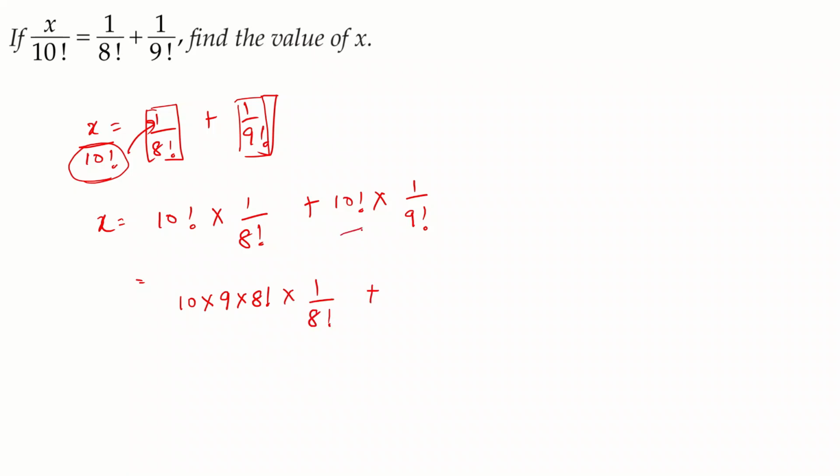Plus, and this 10 factorial I'm going to write down as 10 times 9 factorial, and then 1 by 9 factorial remains as it is. The advantage is that 8 factorial and 8 factorial over here and 9 factorial and 9 factorial over here get cancelled out. So 10 times 9 is 90 plus 10 gives us 100. Okay, so this is the value of x.